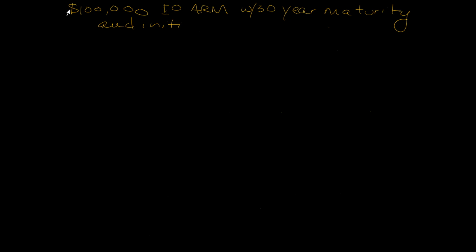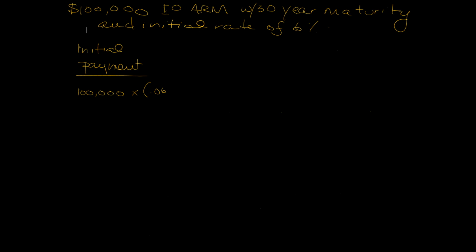Let's consider a variation on an adjustable rate mortgage, and that would be an interest-only ARM. So let's assume a $100,000 interest-only ARM with a 30-year maturity and an initial rate of 6%. Let's calculate the payment for the first year. Well, if it's interest only, then the payment is just going to be the $100,000 principal times the periodic interest rate, which is 0.06 divided by 12. So that's going to give us a monthly payment of $500.